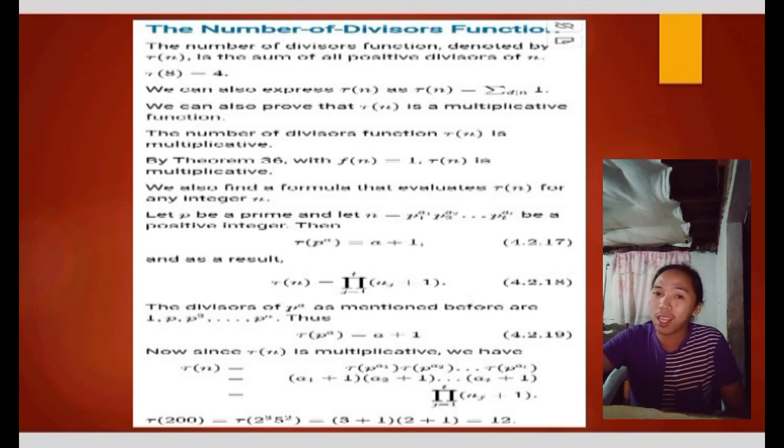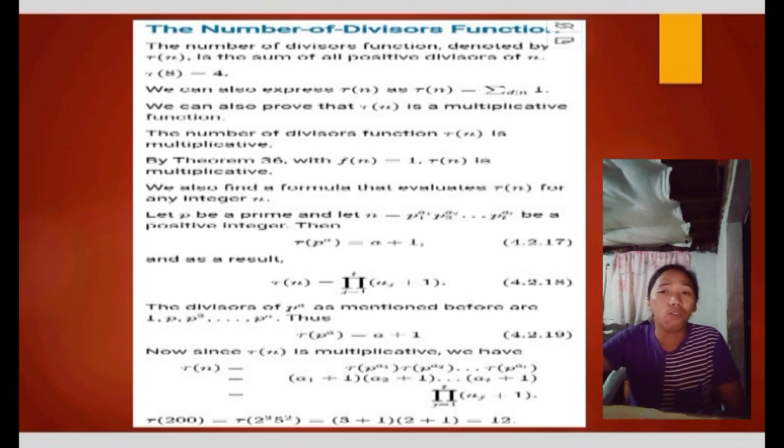So let's say that p is a prime and let n be equal to p sub 1 raised to a sub 1, p sub 2 raised to a sub 2, all the way to p sub t raised to a sub t, where each a is a positive integer. Then tau of p raised to a is equal to a plus 1, and as a result, the tau of n is equal to the product from j equal to 1 all the way to t of a sub j plus 1. The divisors of p raised to a, as I mentioned before, are 1, p, p squared, up to p raised to a. Thus, tau of p raised to a is equal to a plus 1.